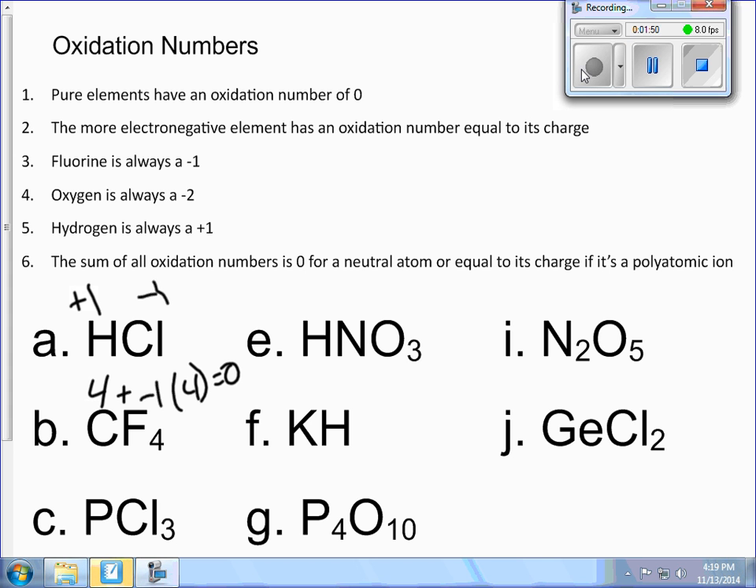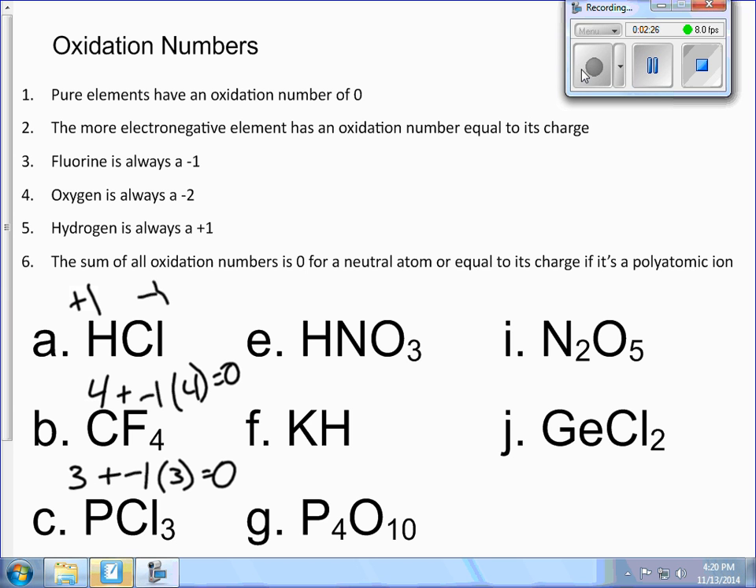All right, on sample problem 3, phosphorus trichloride. Chlorine is further right on the periodic table, so it is more electronegative. Its charge is a -1. We have 3 of them, which gives us a total of -3. So to make -3 equal 0, we're going to add to it a +3. So the oxidation number for phosphorus is 3. The oxidation number for chlorine is -1.